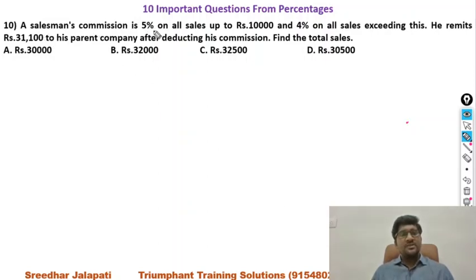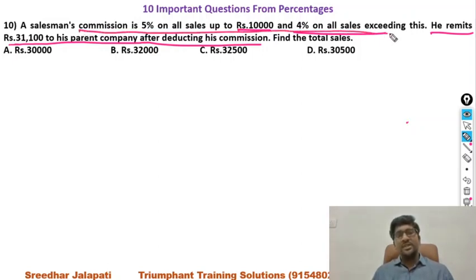A salesman's commission is 5% on all sales up to 10,000, and above 10,000, whatever he sells, his commission is 4% on them. He remits 31,100 rupees to his parent company after deducting his commission. You need to understand this line. This means he has handed over 31,100 rupees to the company after taking his commission. That means he sold certain things, made a certain amount of money. From that, according to the company rule, whatever commission he deserves, he takes, and the remaining 31,100 he gives to the company. You are asked to find the total sales he made.